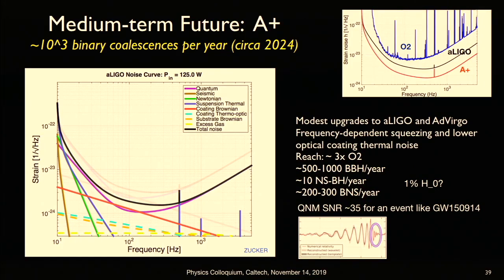That should give us another improvement in sensitivity. So we're now talking about 3 times, so 2.. A rate of BBHs of order of 500 to 1,000 BBHs per year. 10 neutron star black hole mergers per year. 200 to 300 BNS per year, and even higher SNR for the ringdowns. So order of 1,000 binary coalescences per year.